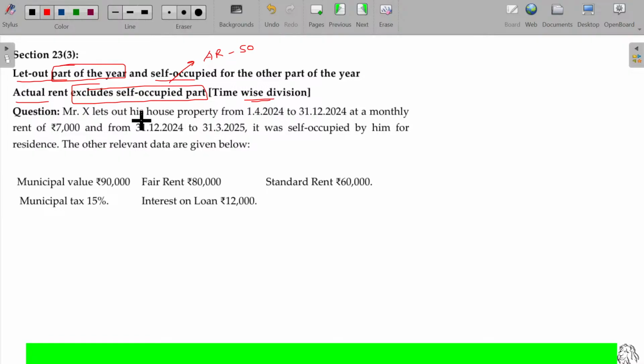You occupied, right? Mr. X lets his house property on 1/4/24 to 31st December 24 at a monthly rent of 7,000. From the next day onwards to the year end it was self-occupied. How many months are there? 9 months means let out. 3 months are for self-occupancy purpose. Other relevant data are there. So municipal value, come on, rest of the things are the same way. Municipal value being 90.